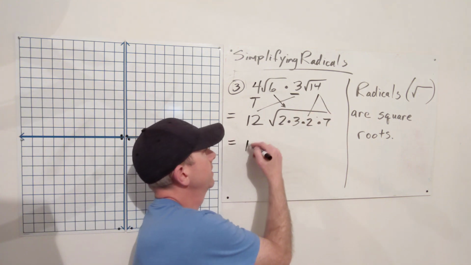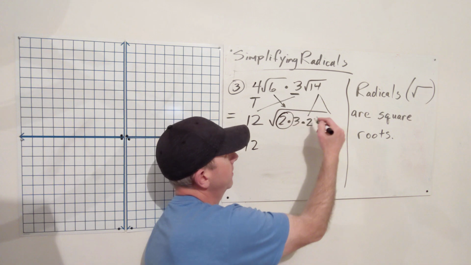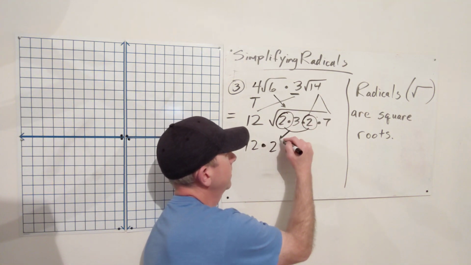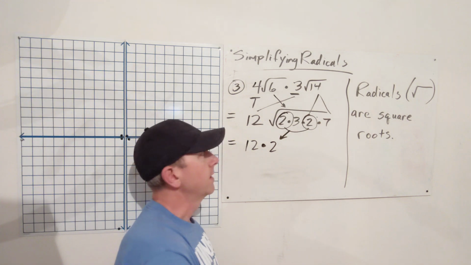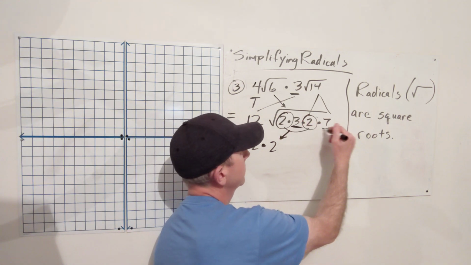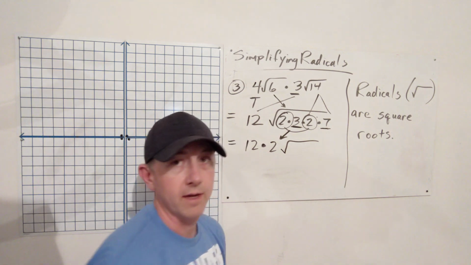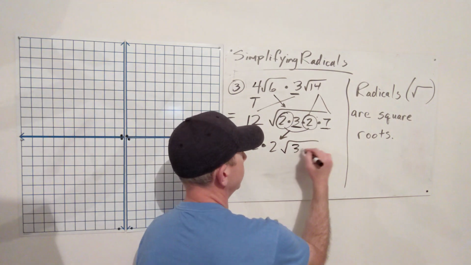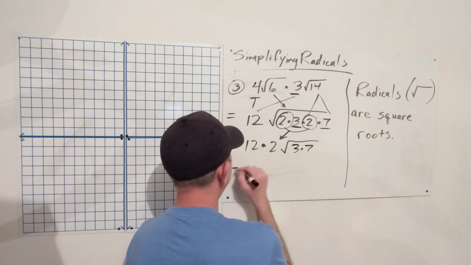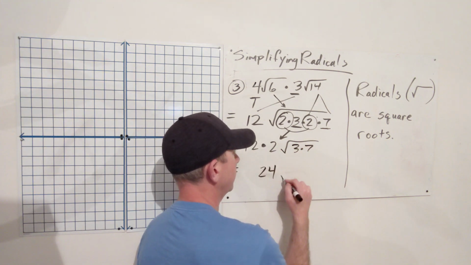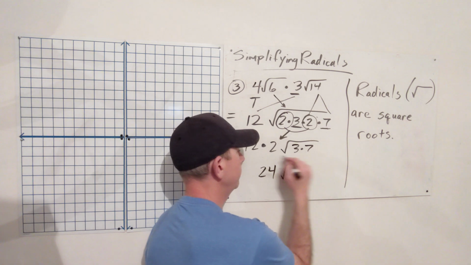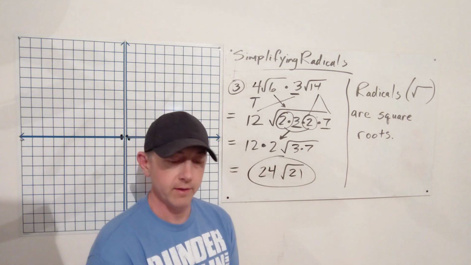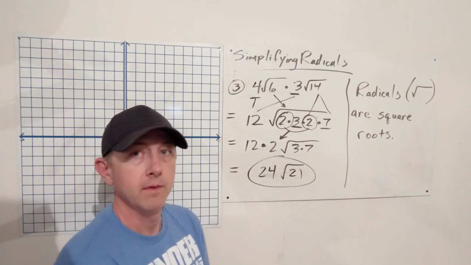All right, and so then we end up with 12. Now I've got a pair of 2's that link together, so the 2's are going to come out here. That becomes that 2. Now under the radical, I still have a 3 and a 7. Now there's no matches left. They're both prime numbers, so I just stop there and I just take 3 times the 7. Okay, and then I'm going to write my final answer is 24 radical 21. And there we go. Okay, so that would be our final answer for number 3.